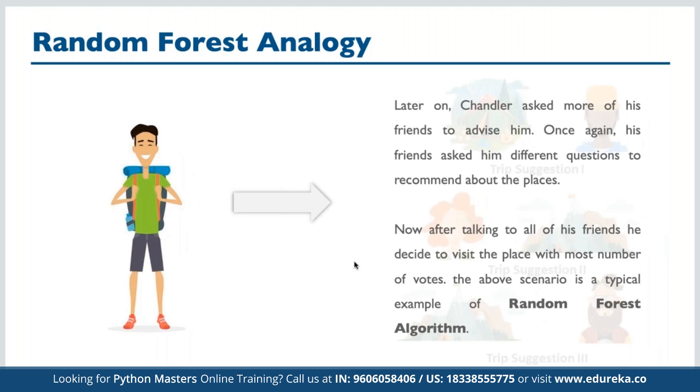Chandler keeps on asking more friends, and eventually, after asking everybody, he sees, based on my interest, which place is being suggested by my friends the maximum number of times, right? So it is just like voting. And that is how your random forest also works. You provide information to different algorithms, which are friends in this analogy, and then you finally decide on the maximum number of replies, which we are calling weights.